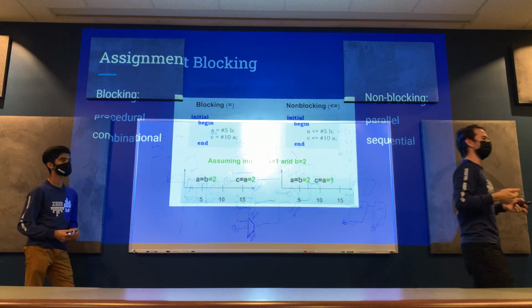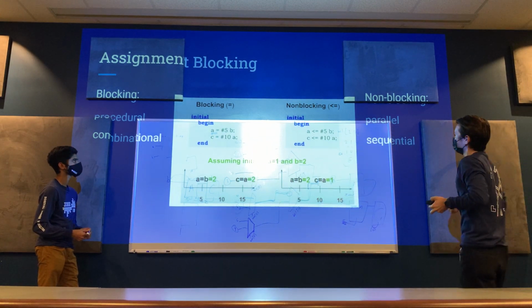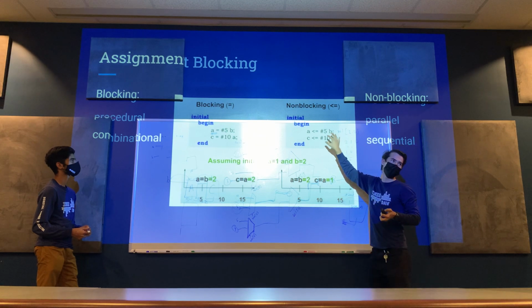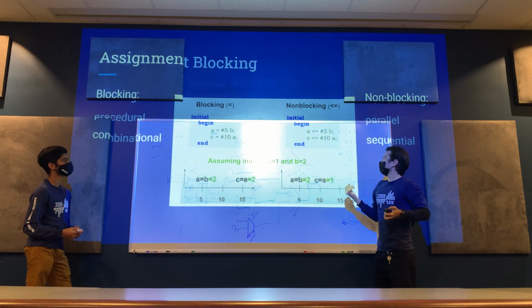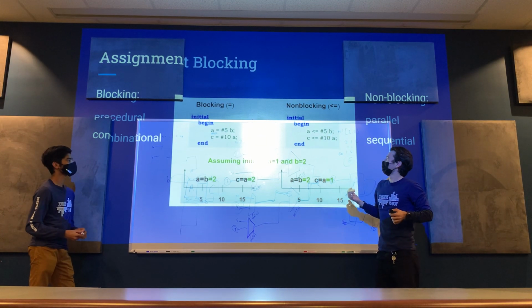What if it was non-blocking? Non-blocking, so now that would happen at the same time. What it would get, I have no clue. I think it's actually undefined. Yeah, I think it is undefined.